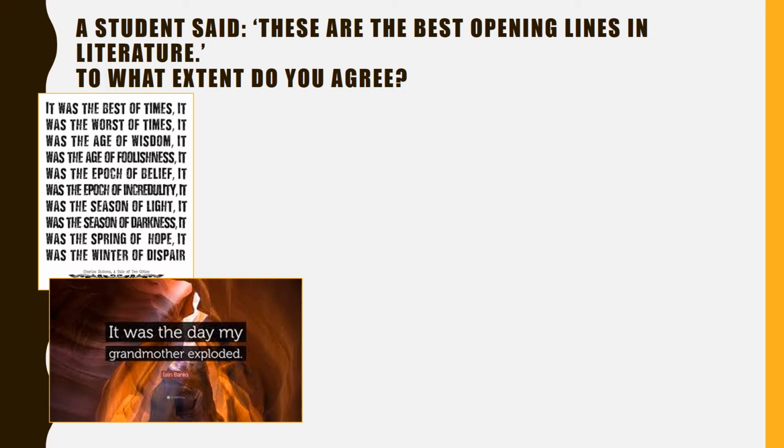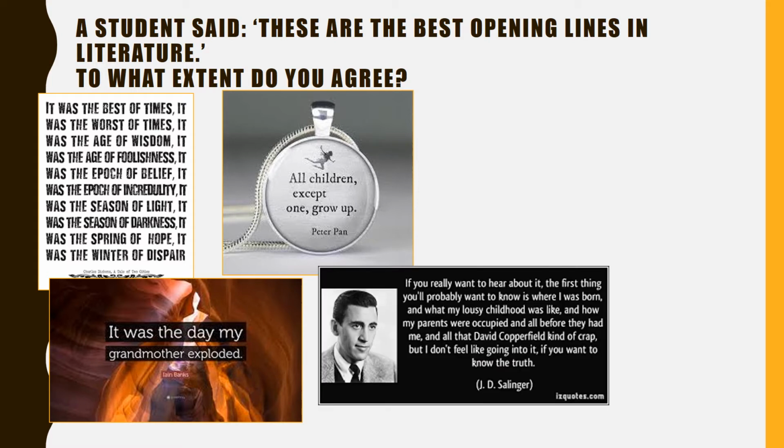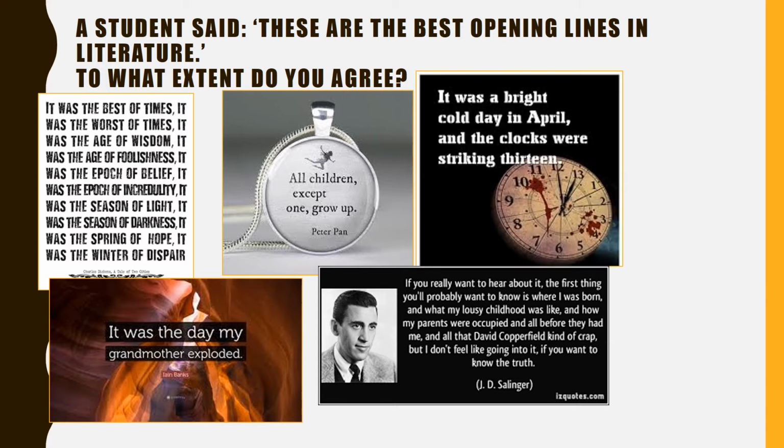So that's our second opening. What methods has the writer used? Our third opening: all children except one grow up. So what methods is the writer using in each of these openings? Just make a note of the methods the writer's using. You can pause the video at any time just to read through the opening and then in your books list what methods the writer's using in the openings here.